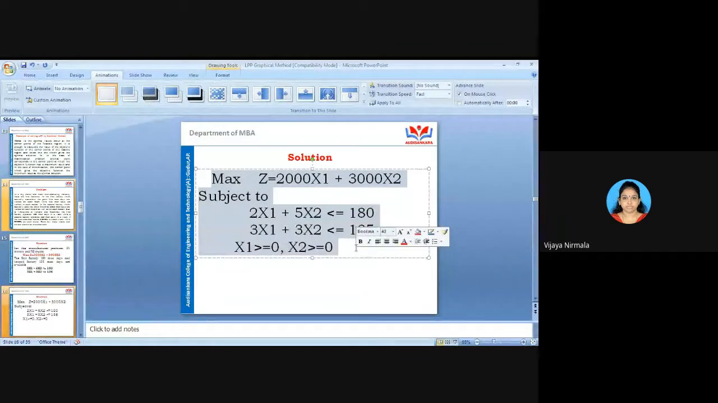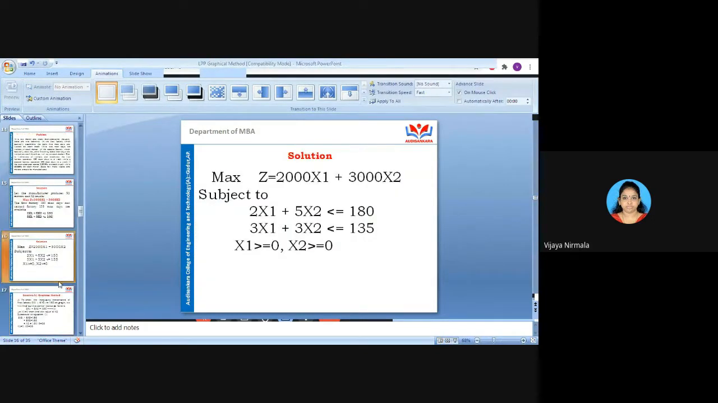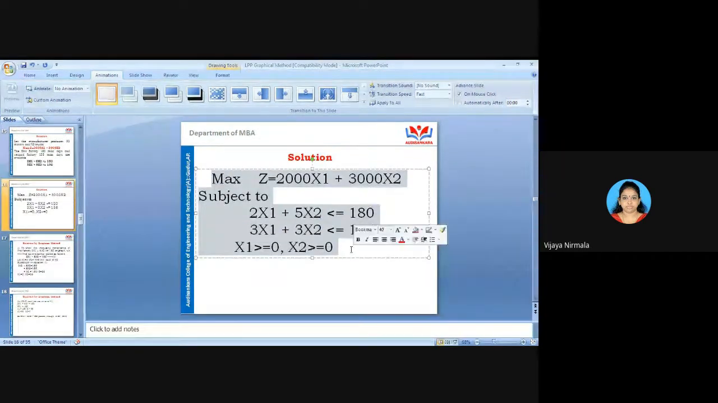Maximize z equal to 2000x1 plus 3000x2 subject to 2x1 plus 5x2 less than or equal to 180, 3x1 plus 3x2 less than or equal to 135, x1, x2 greater than or equal to 0. So this is how you formulated it from this problem. Up to now, do you have any doubts? This we know, right? So you have solved this one.